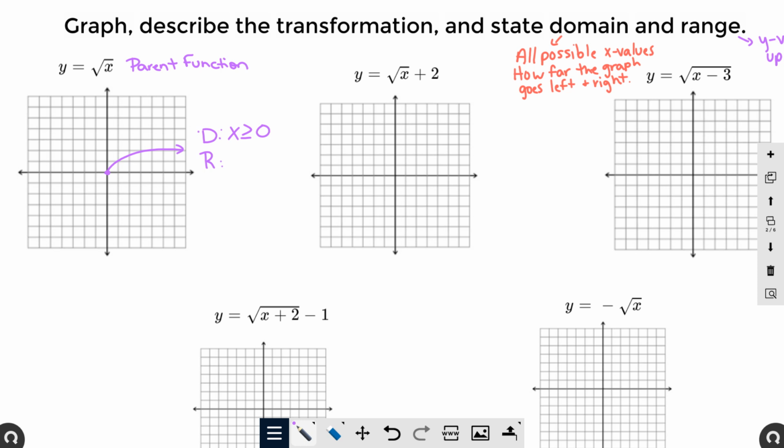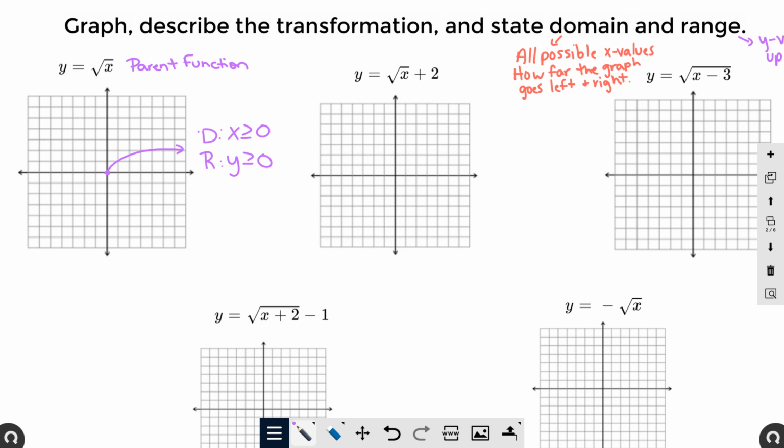Similarly with range. Range is our y values. Now range is how far the graph goes up or down. Well, once we start here at 0, the graph goes up. So we would say y is greater than or equal to 0. And that's all that you need to do for that one. Make a short graph, state domain and range, and describe any transformation if it has any. So let's move on to problem 2.